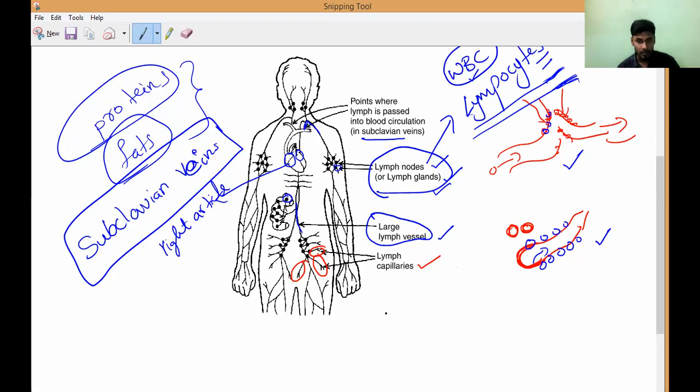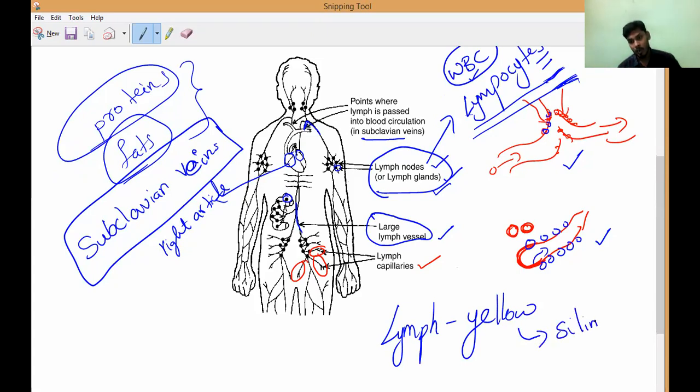And the main thing: what is the color of this lymph? Lymph is a light yellow color liquid. It looks like mucus, but it has a similar composition to what? Plasma. Do you understand? Where is plasma present? In the blood.